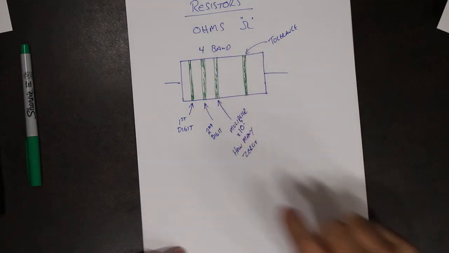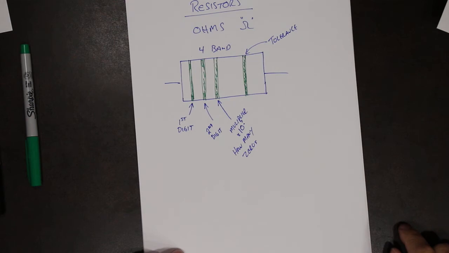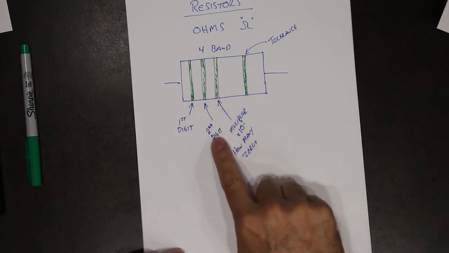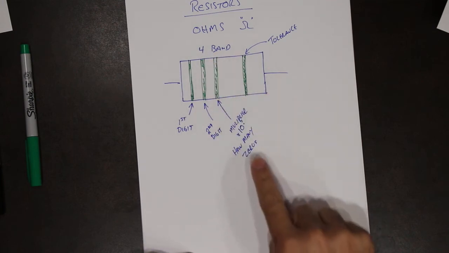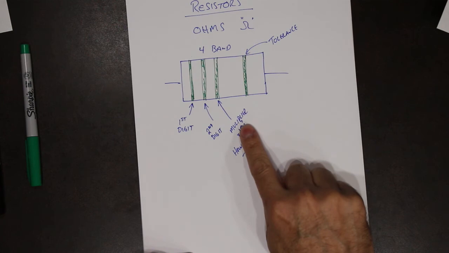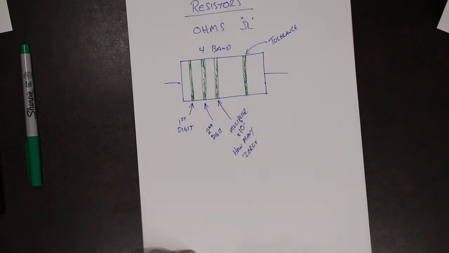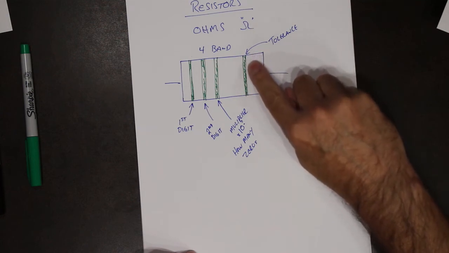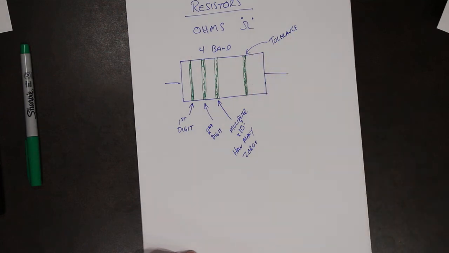So, the first band of color represents the first digit. The second band of color represents the second digit. And the third band of color represents the multiplier. How many zeros follow? Then we have the fourth band of color, which represents the tolerance.